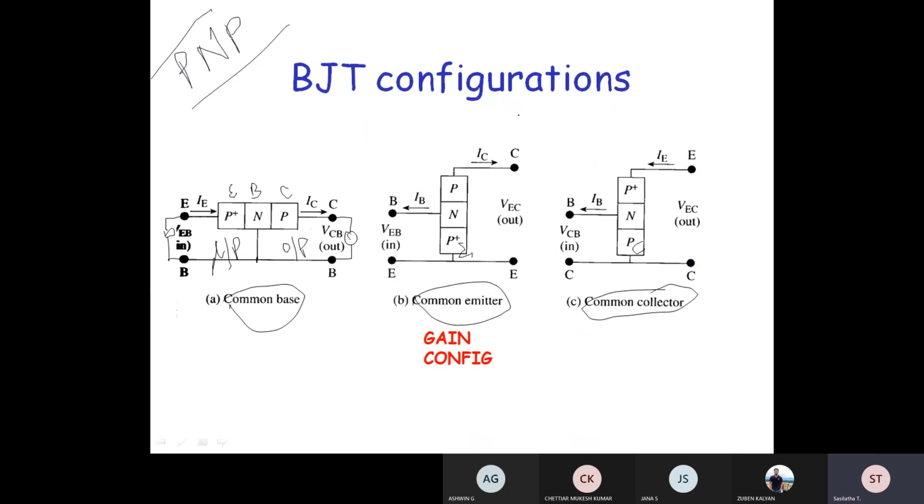The configurations of transistors. Please students, please unmute your mic and tell me. Yes, ma'am. Yeah. What do you understand from this configuration? Ma'am, different ways to use the transistor. Yes. Very good.